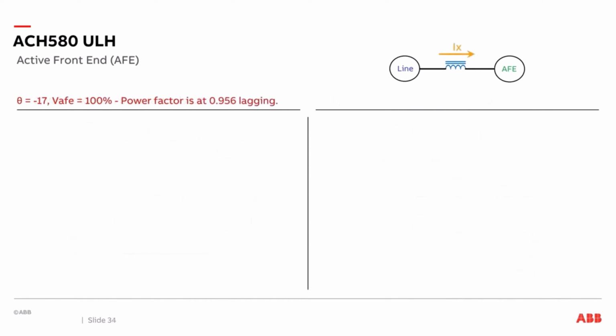Let's take a look at our active front end, with a phase angle of negative 17 degrees. The voltage of the active front end is going to be 100%, and the power factor that we're going to result in will be 0.956 lagging.